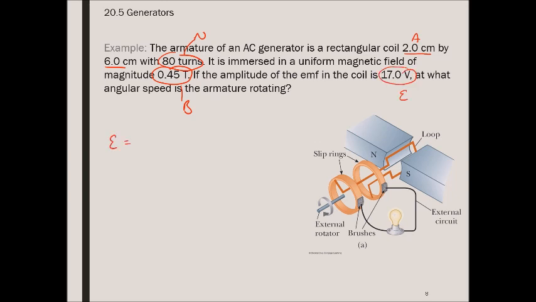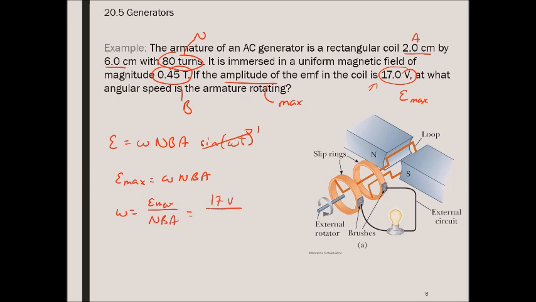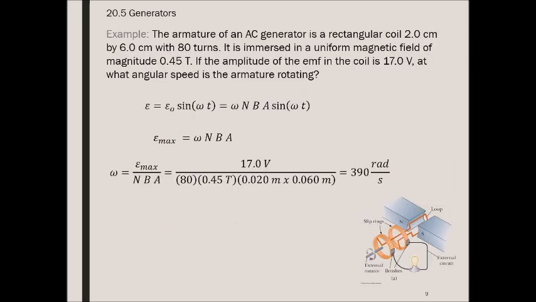We know that E as a function of time is equal to ω NBA times the sine of ωt. This is the maximum, the amplitude. Amplitude is code word for max. So our EMF max is 17 volts. If we're looking at a maximum, then we're just looking at the sine of 1. So E max is equal to ωNBA. I can solve for ω equals E max over NBA, and that's equal to 17 volts divided by 80 times 0.45 times my area, 0.02 by 0.06, which gives us a total of 390 radians per second. That's how fast it's spinning to create that much power.